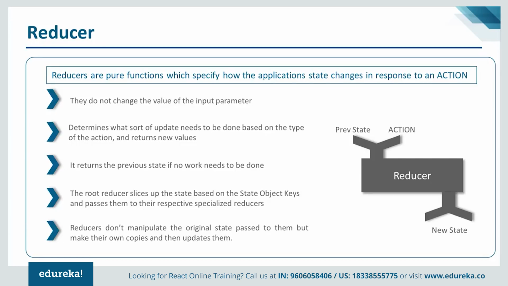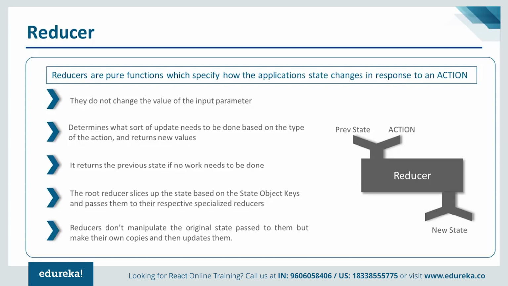Then they determine what sort of updates need to be done based on the type of action. In the previous slides, you saw the type of action. So they determine what sort of update needs to be done based on the type of action and return new values. It returns the previous state if no work needs to be done. And then the root reducer. Please remember this: there is always a root reducer in Redux, which slices up the state based on the state object keys and passes them to their respective specialized reducers. There can be multiple reducers, but there is always a root reducer in Redux.